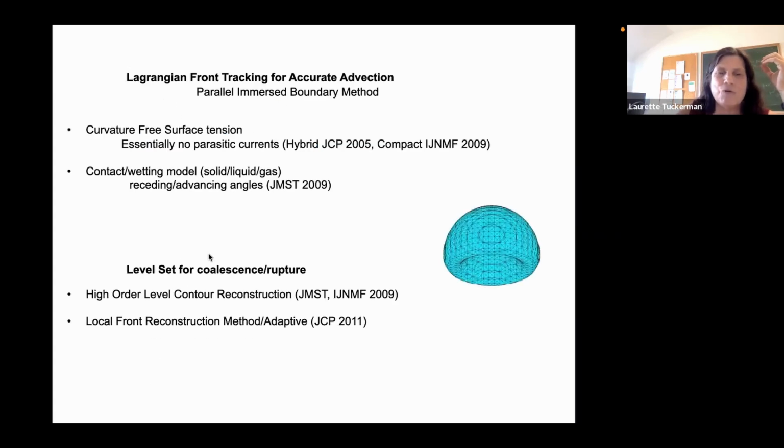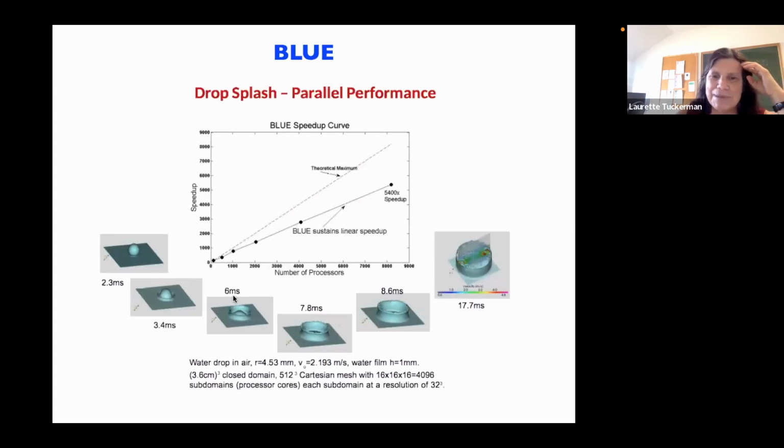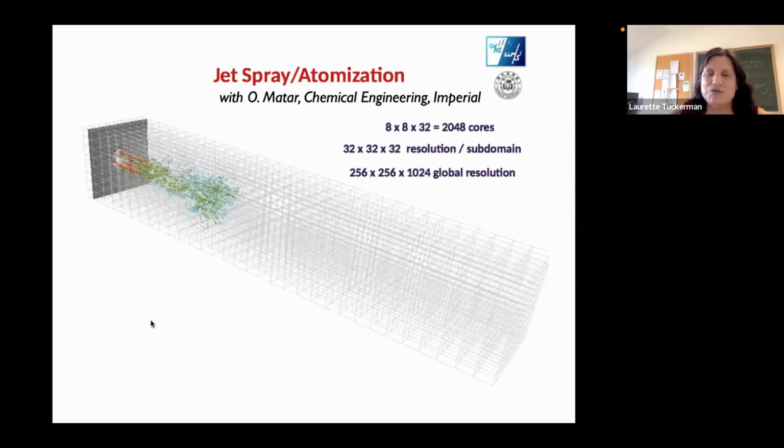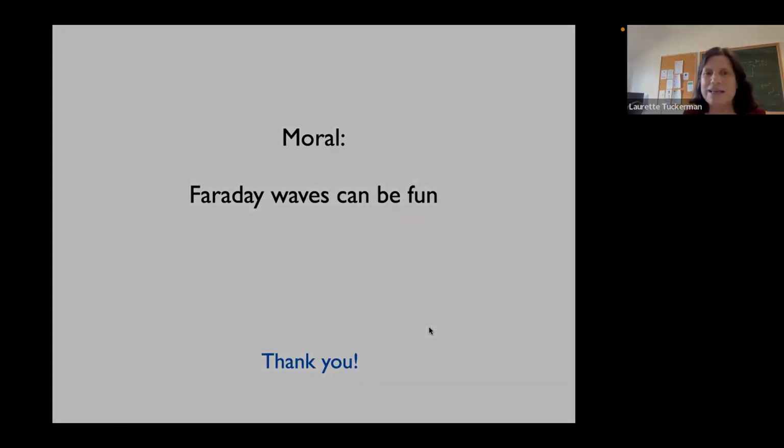And they've worked a lot with, this is one of their tests with a splash. That's apparently one of the test cases that the people who make up these codes do. And this is one of their fanciest cases. They work a lot with Omar Matar, who's in chemical engineering at Imperial. Maybe some of you know this. This is not the resolution. Each of these little blocks is a 32 by 32 by 32 block. So you can see how huge this is. They have this atomization. And so when they do Faraday waves with me, that's really not demanding of their codes. This is the kind of thing that's demanding. And now I'm finished with all my stories. Thank you.